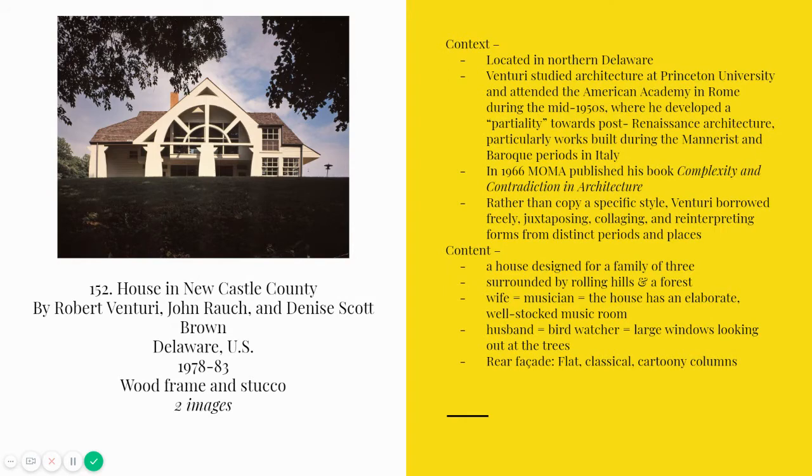So in terms of context, this is in northern Delaware. Venturi had studied architecture at Princeton University. He attended the American Academy in Rome during the mid-1950s. And he was very partial towards Renaissance architecture, especially during Mannerist and Baroque periods in Italy. He published a book called Complexity and Contradiction in Architecture.